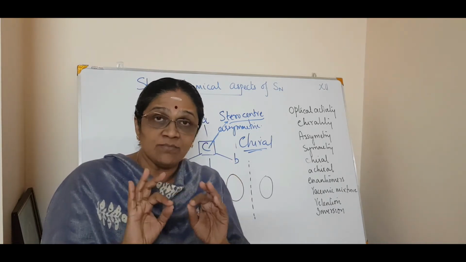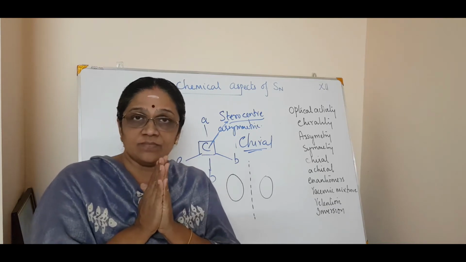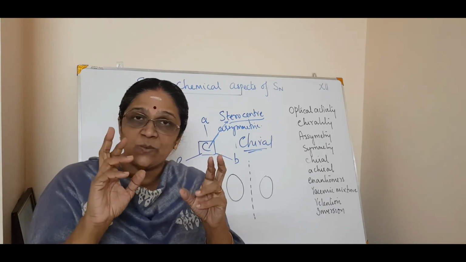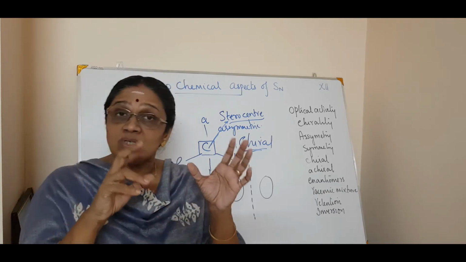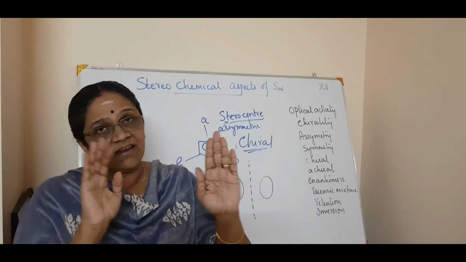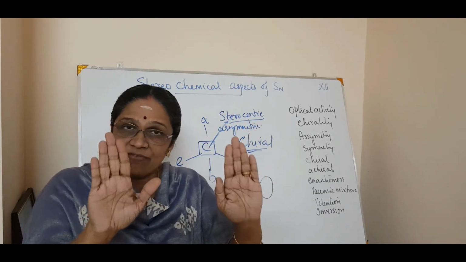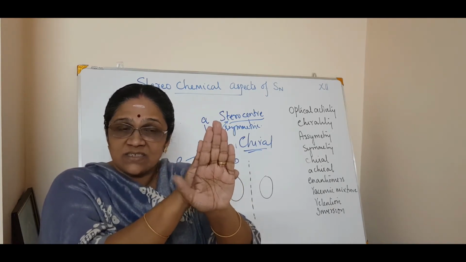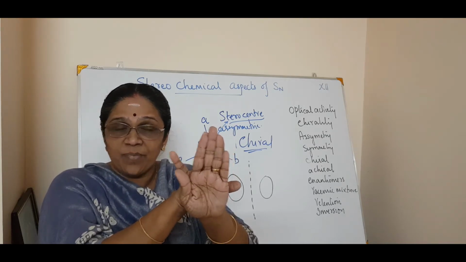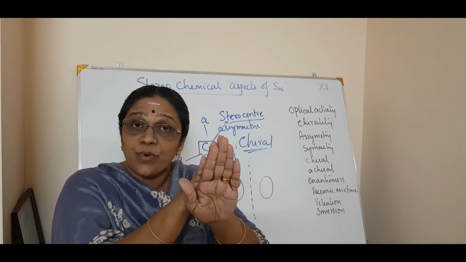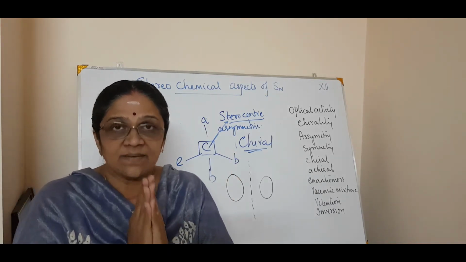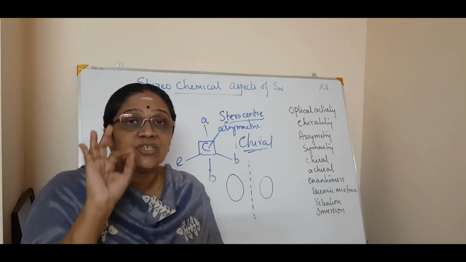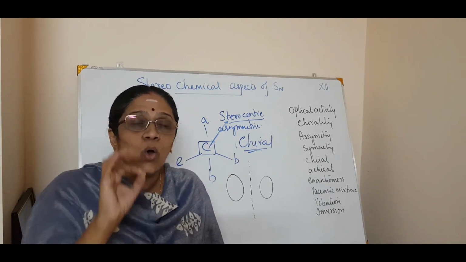Which means there is a term called non-superimposable image. So the two hands are non-superimposable to each other. Now you know the difference between what is superimposable and what is non-superimposable. The best example is a right hand and a left hand. The right hand's mirror image is exactly the left hand. Now if you superimpose it, it does not fit exactly, because this is the little finger and this is the thumb. So this is called a non-superimposable image. And a compound which has a non-superimposable image will show optical isomerism or optical activity.